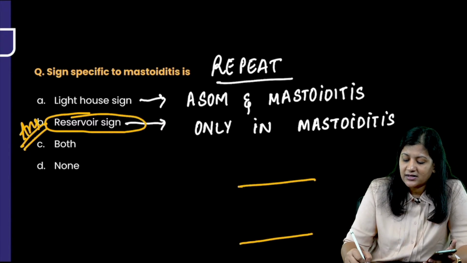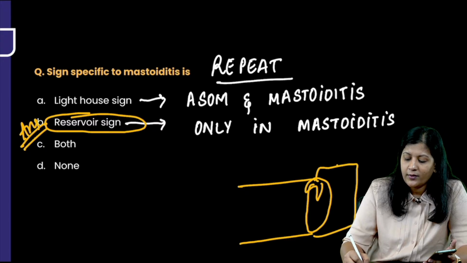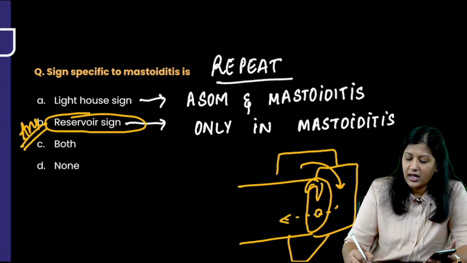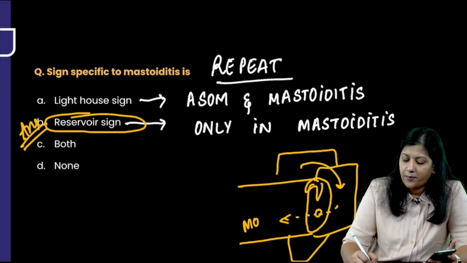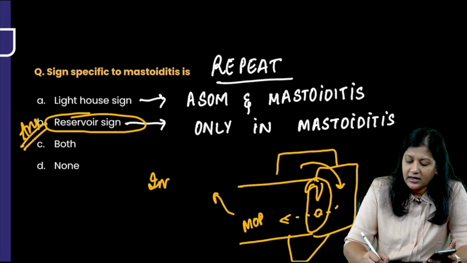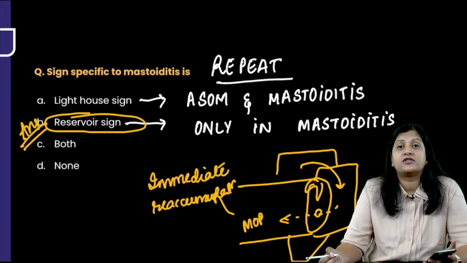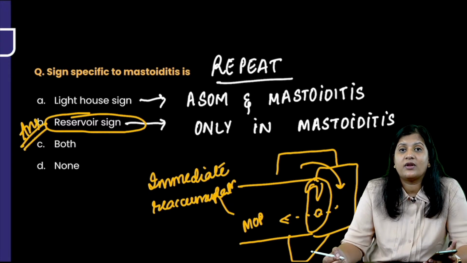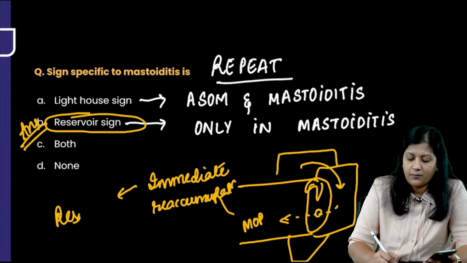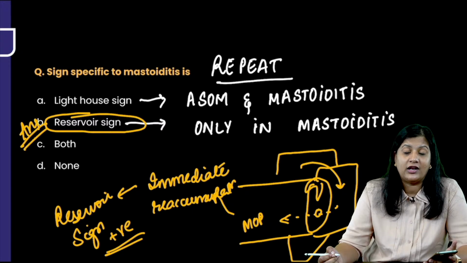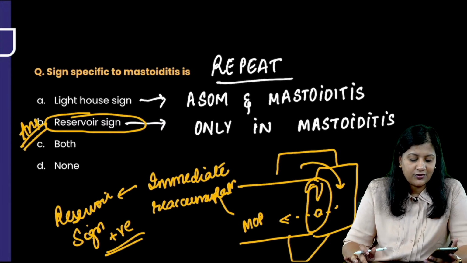Now if there is pus in the mastoid, what will happen? The pus will come to the middle ear, and through the perforation the pus will come into the external auditory canal. Now if you mop the pus and there is immediate reaccumulation of pus, it means that there is mastoiditis, and immediate reaccumulation indicates reservoir sign to be positive. So this sign is called reservoir sign, and this is positive in a patient with mastoiditis only, not in ASOM. Okay? Yes, Goodwill, like a dam water, correct.